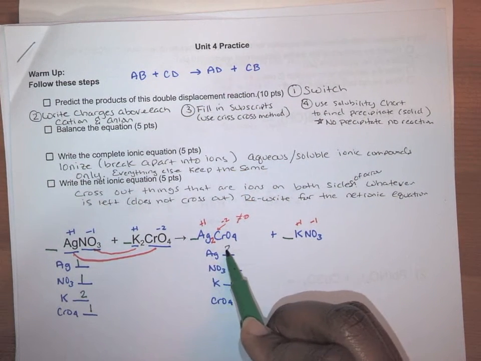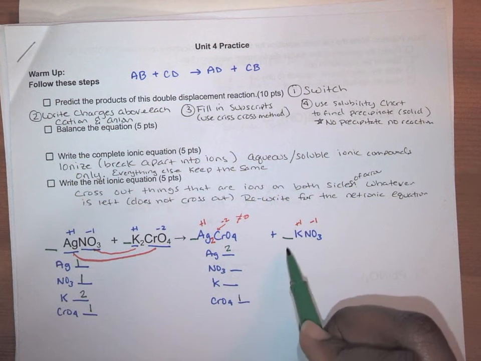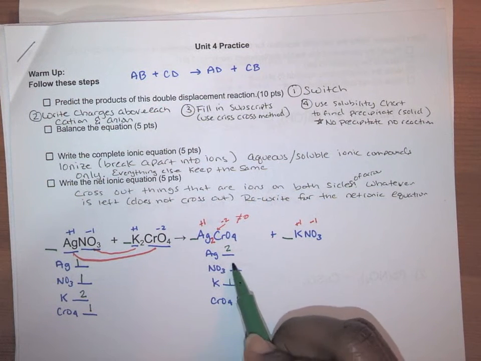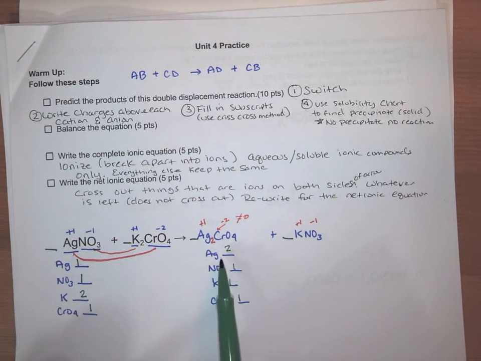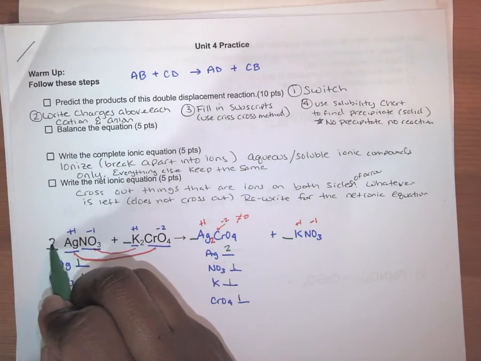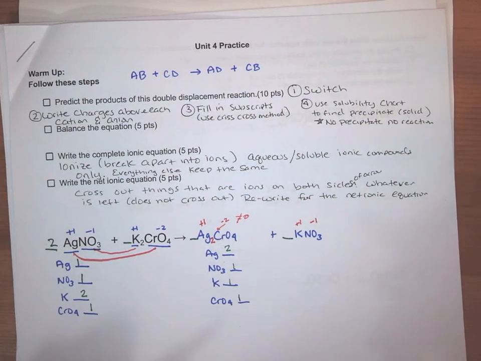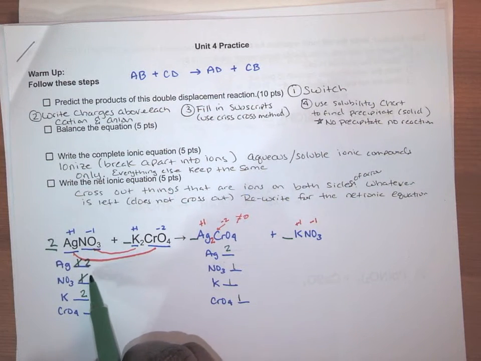All right, for silver, I have 2 silvers. I have 1 chromate, I have 1 potassium, and 1 nitrate on this side. So now with that being said, I take a look and I see, oh, my potassiums aren't balanced and my silvers aren't balanced. I'll start with the silvers. If I want to balance them out, I have 1 on the reactant side, 2 on the product side. I'm going to put a coefficient of 2. And when I do that, that changes the number of silver to 2 and changes the number of nitrate to 2.